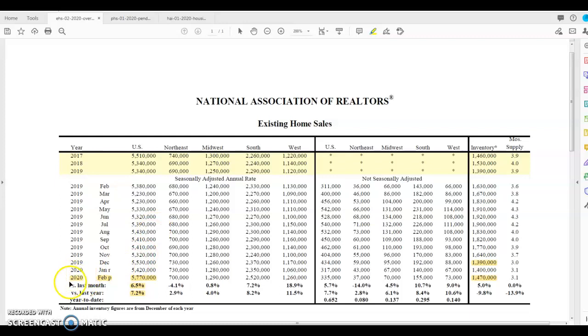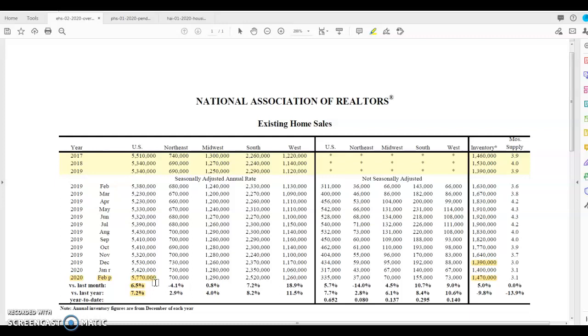Let's look at February 2020. There were 5,770,000 existing home sales in that month. But again, that is an annual rate. So to get the actual number, we would divide this by 12. If you do that, you should get 480,833. So that would be the monthly amount of homes that sold for February.